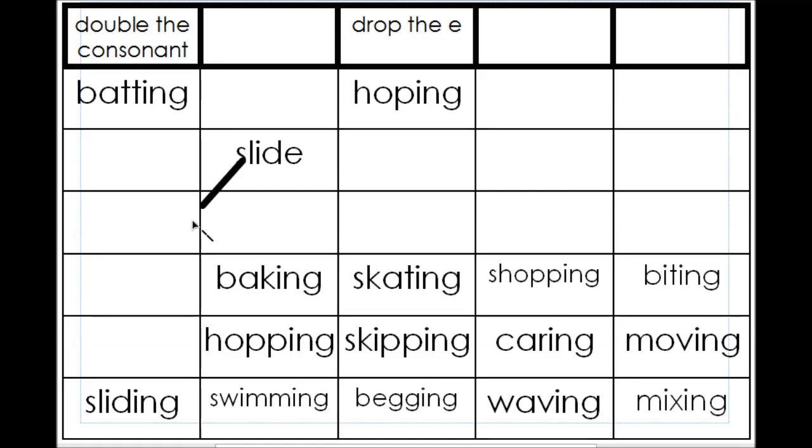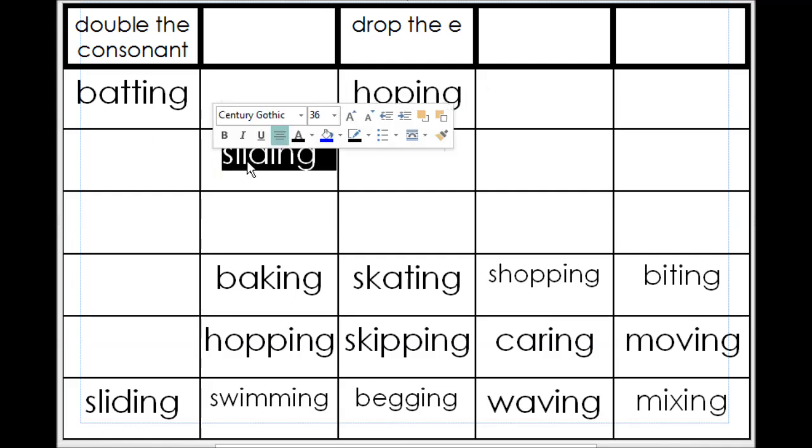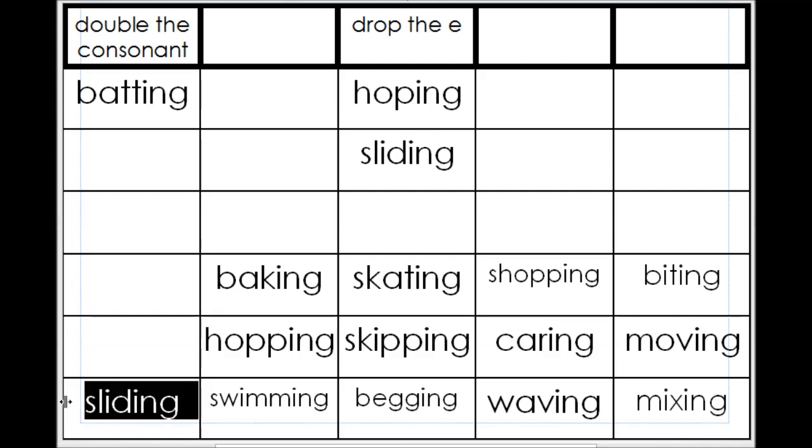So to go from slide to sliding, what am I doing? I am dropping the E and adding ing. Remember, this I is going to work as that second vowel to make the medial I say its name. Sliding. So I've dropped the E. Alright. Let's go over here.